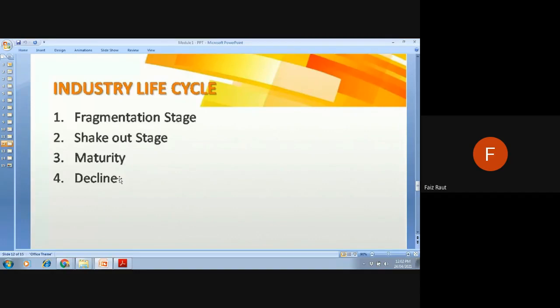And the same way for the decline. When there is huge maturity and no new product development, and customers start finding a new alternative to my product, then I go into the decline stage. The same way happens for the entire industry. The fragmentation stage is when the industry is not properly developed. It is here and there, fragmentation, matlab fragments. Fragments means small pieces here and there. Small markets here and there. It will not be a good industry.